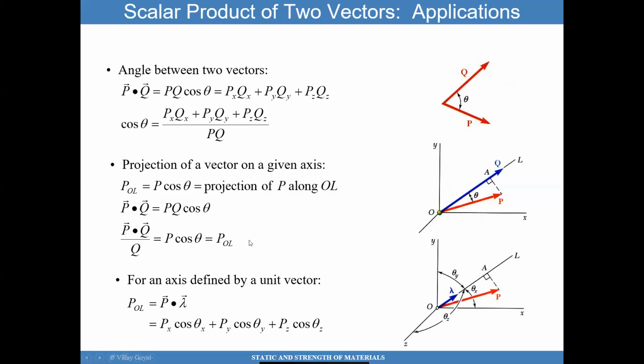For an axis defined by a unit vector, say you have a unit vector lambda, in this case, defined by the three angles theta x, theta y, and theta z. If lambda is a unit vector and it was defined by these angles, you can calculate how this vector P is projected along that unit vector lambda. And that calculation will end up being Px cosine theta x plus Py cosine theta y plus Pz cosine theta z.